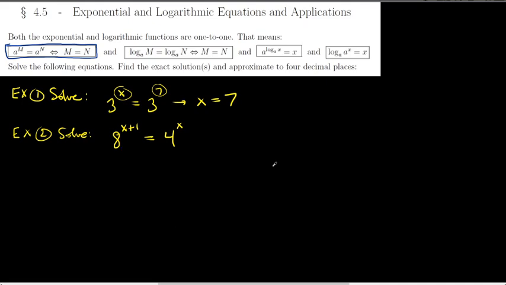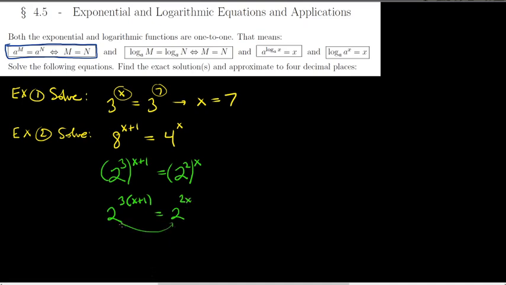Obviously, in order to set the exponents equal, the bases have to be equal. However, the nice thing about this is that 8 is a power of 2. 8 is 2 times 2 times 2, so this is 2 to the 3. And 4 is 2 times 2, it's 2 to the power 2. And by the properties of exponents, you just multiply the exponents here. This is 2 to the power 3 times x plus 1, and this is going to be 2 to the power 2x.